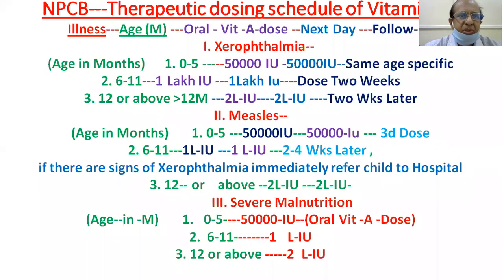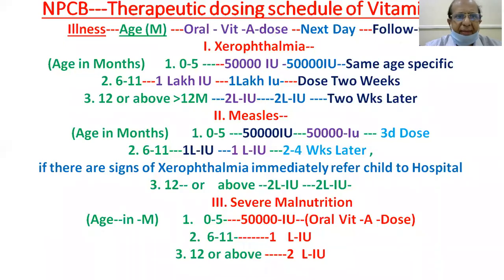Suppose they are sick or normal, at ages 0 to 5, 6 to 11, and 12 or above months, how much vitamin A should be given is noted here. For the xerophthalmia condition, at age 0 to 5 months, 50,000 international units of oral vitamin A, then the next day another 50,000 international units.